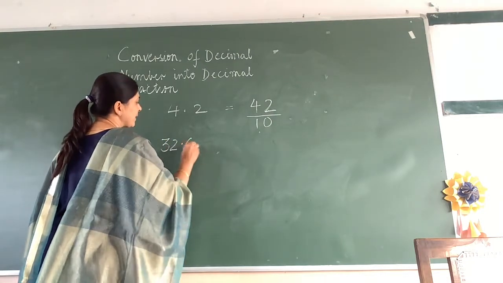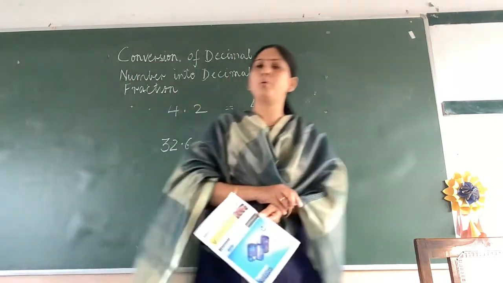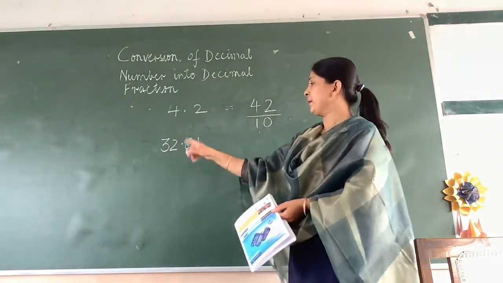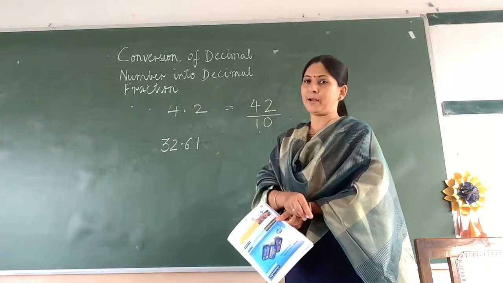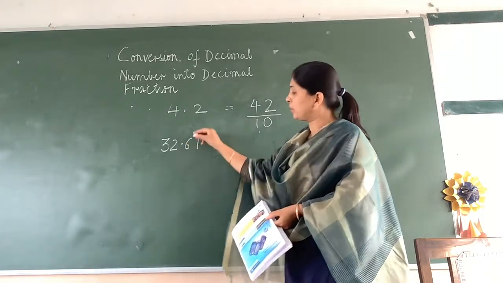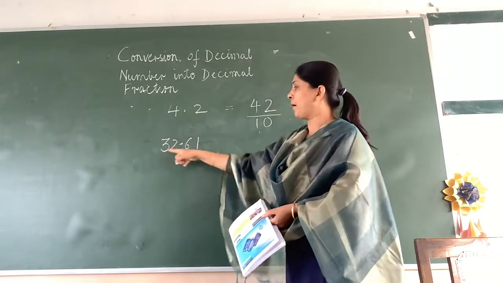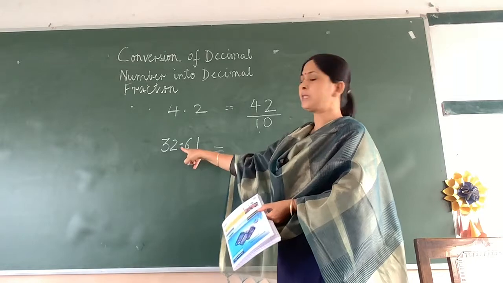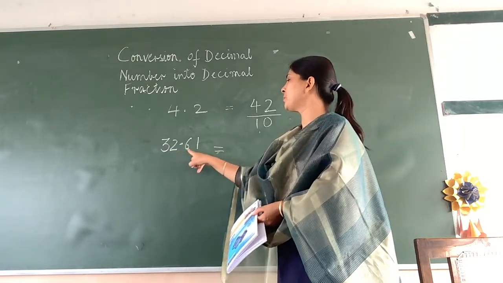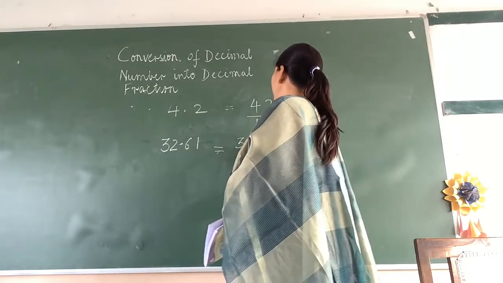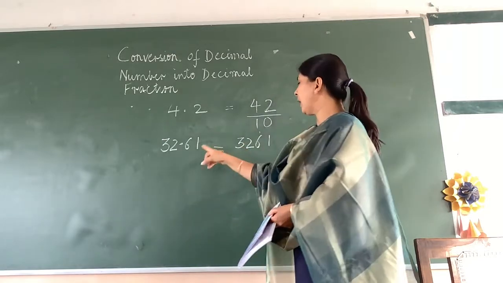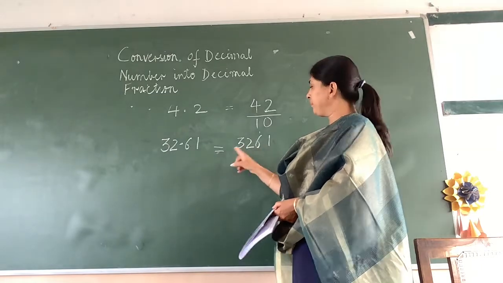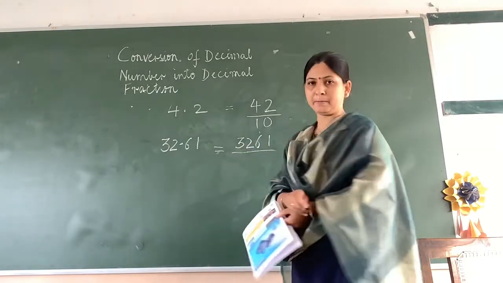32.61. Now, let's change this decimal number into a decimal fraction. We will ignore the decimal point and write the number. When we write the number without the decimal point, it becomes 3261. This becomes our numerator.